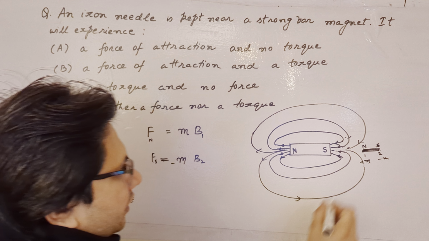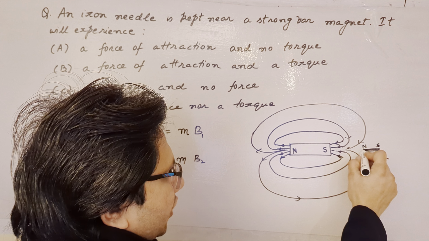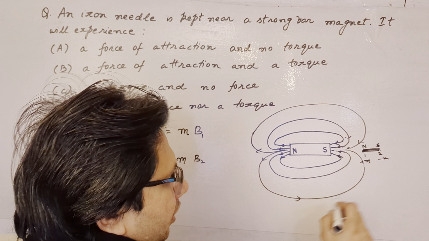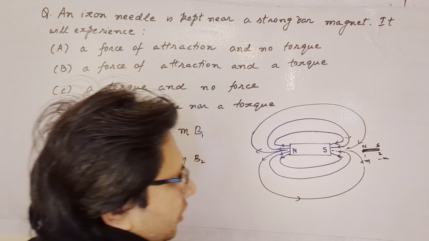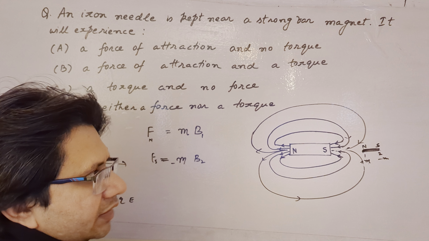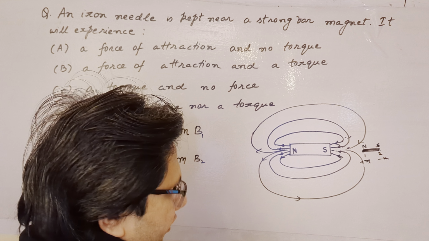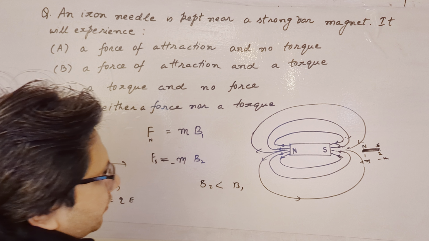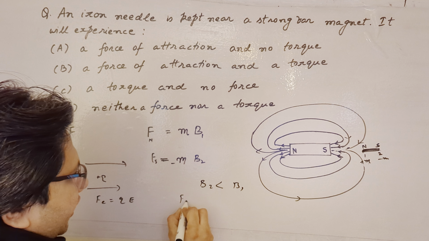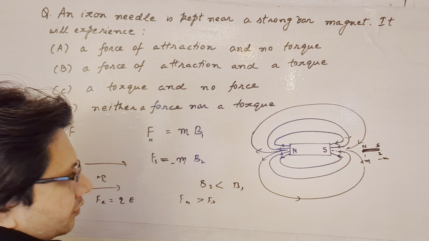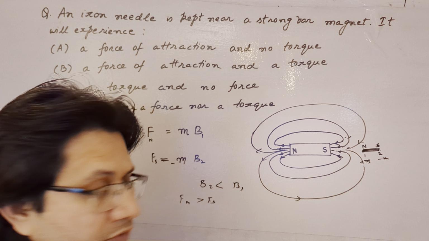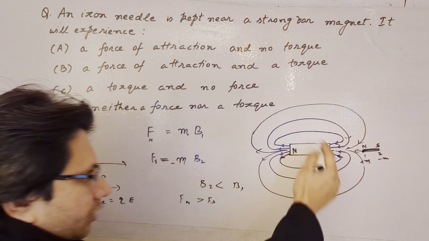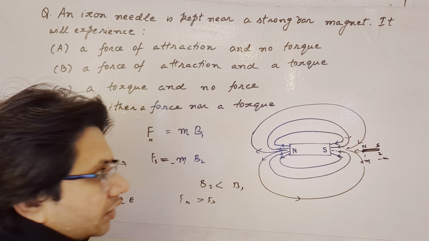But we can easily see that the north pole is nearer to the magnet, whereas the south pole is far away. And as we move far away, there is a decrement in the magnetic field strength, a decrement in B. It means that B2 is less than B1. It means that Fn is greater than Fs. So there is a net force, and the net force direction is towards the magnet. So this magnet will attract this needle.